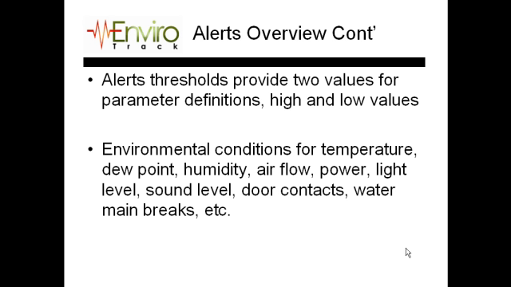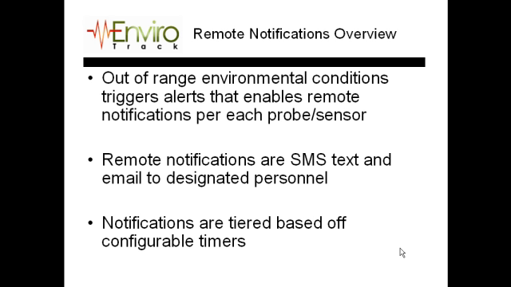So once again, inside the EnviroTrack product, you really have the ability to create your own customizable thresholds and monitor those 24/7. Your remote notifications, once again, are triggered by out of range environmental conditions. You have the ability to be notified by each individual probe and sensor to each individual defined personnel. And those notifications are SMS texts to your text-enabled phones, and emails if you want, and obviously you can get your emails on your phone as well. And one more time, just to really stress this, the notifications are tiered based off configurable timers.